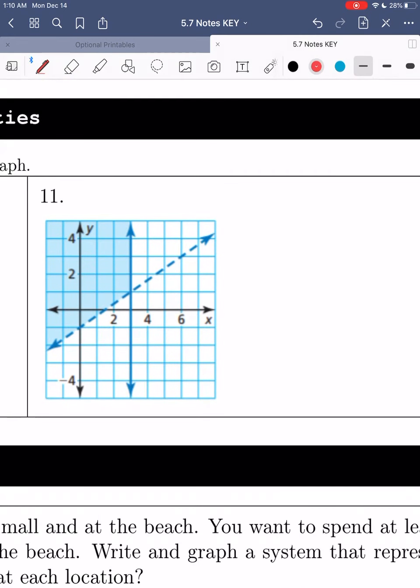On the second one, this one looks like it's going to be easier, this straight up and down one. That's going to be x. It's going to be solid, so it's either less than or equal to or greater than or equal to, but the shading is happening to the left of it. So that's going to be x is less than or equal to the number where it is, so that is at 3. So x less than or equal to 3 is that one. My dashed line will be a little bit trickier. So it has a slope. Let's find, here's a good slope. So that's up 2 over 3. So it has a slope of 2/3 and a y-intercept of 1.